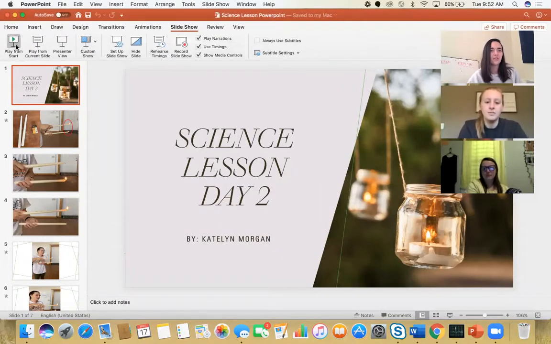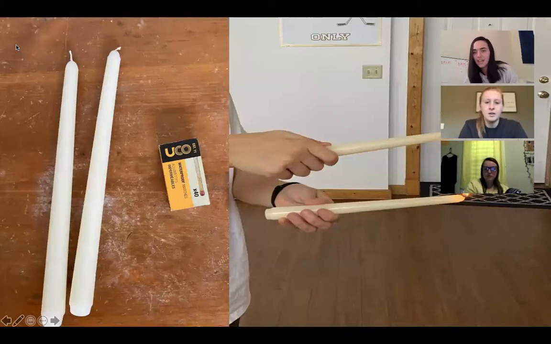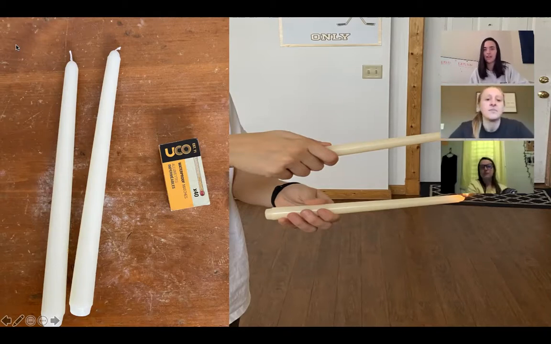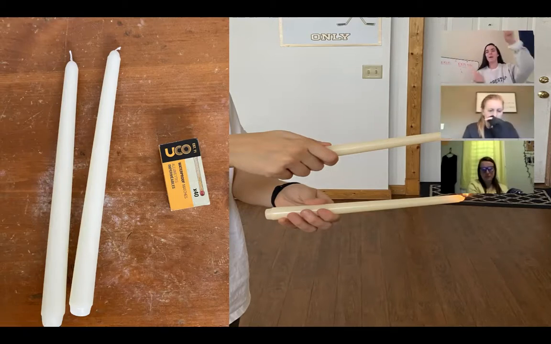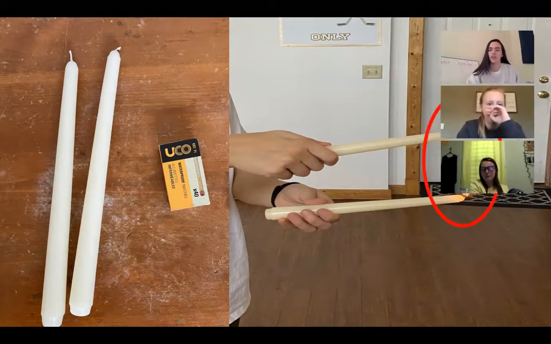Slideshow, play from start. So our discrepant event is we'll be using two candles, and these are normal candles. There's nothing like a trick about them. They're just wax candles. This is me in the video. I did this. The candles are aligned vertically, so they're up and down, and the two flames are aligned on top of each other like this. Both of the candles are lit.